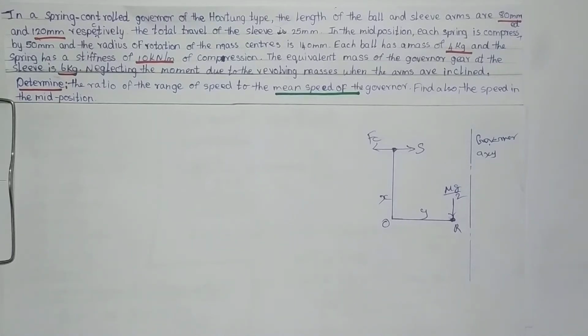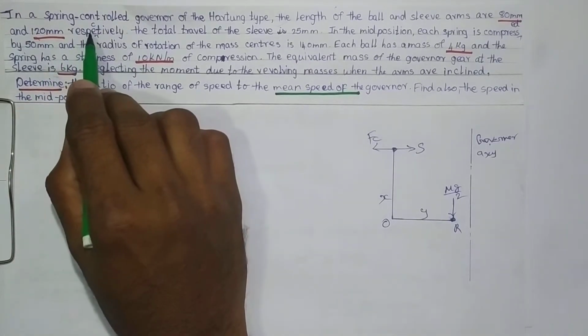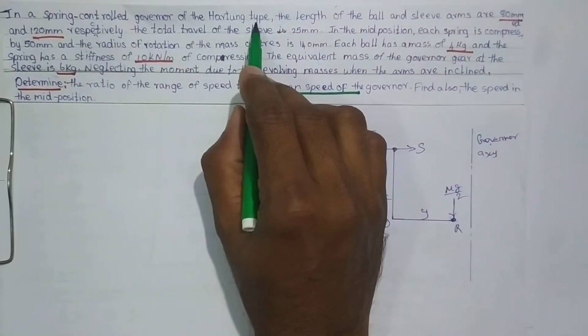Dear students, now we are going to see the governor problem, Hartung type governor problem. You see this problem in a spring control governor of a Hartung type.